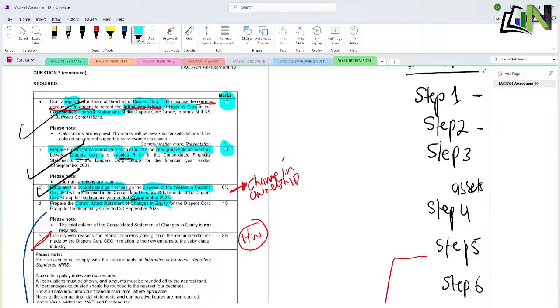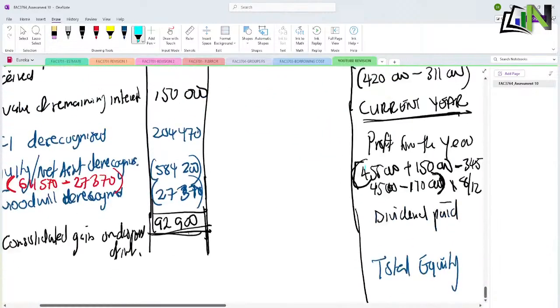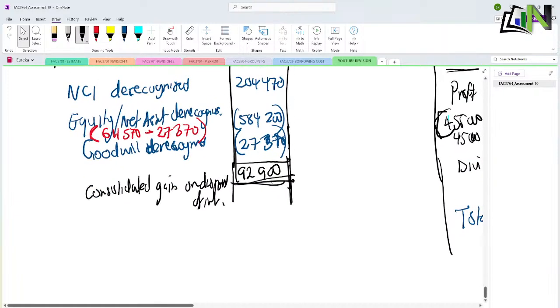Right, so it says prepare the consolidated statement of changes in equity for the Diapers Corp group for the financial year ended 30 September 2023. Please note the total column of the consolidated statement of changes in equity is not required. Guys, one thing about statement of changes in equity, it's especially the retained earnings. The retained earnings column is usually the one with issues. That's the one bringing issues to us. We are all good until it comes and then it starts bringing us issues. All right. Okay, let's get going. We're gonna do quite a number of calculations, so bear with me and please follow attentively.